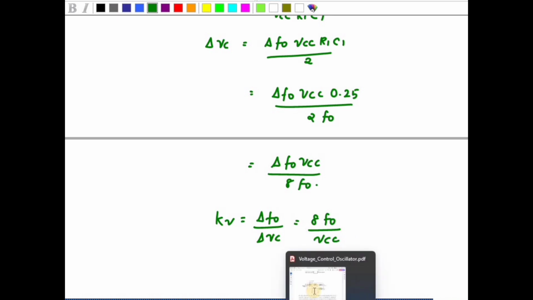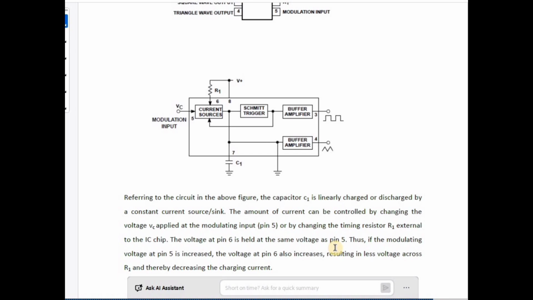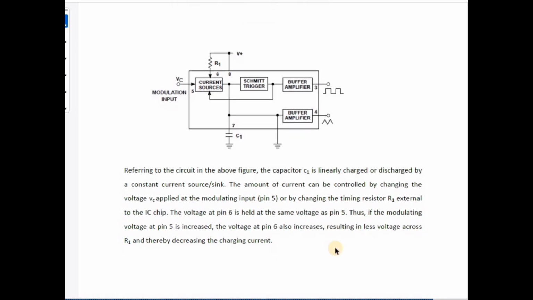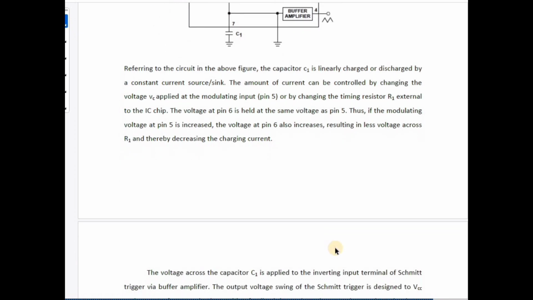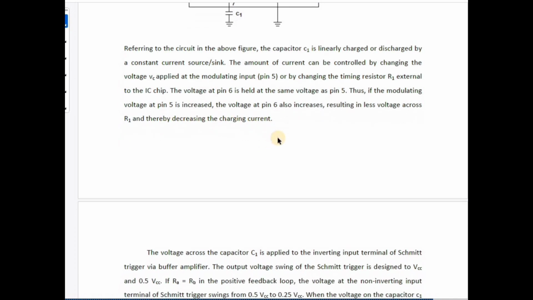So this is how, if the modulating voltage at the pin 5 is increased, the voltage at the pin 6 also increases because both are short circuited. So which will result in less voltage across the R1, thereby reducing the charging current.